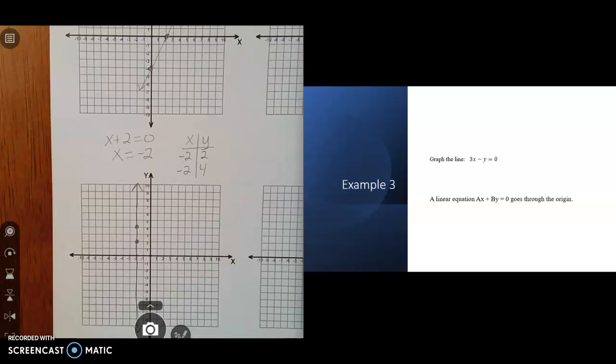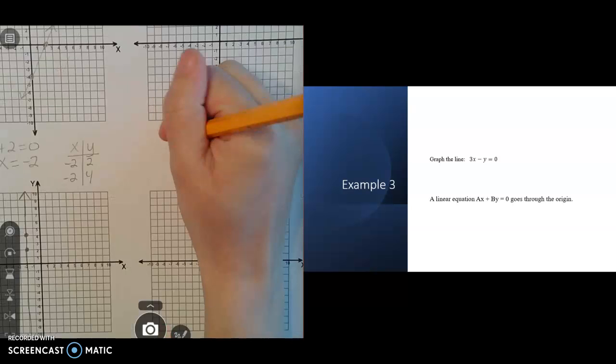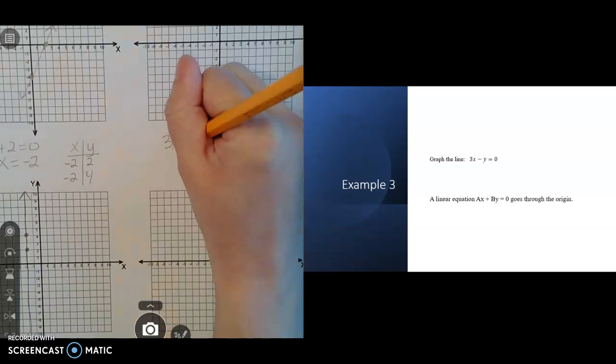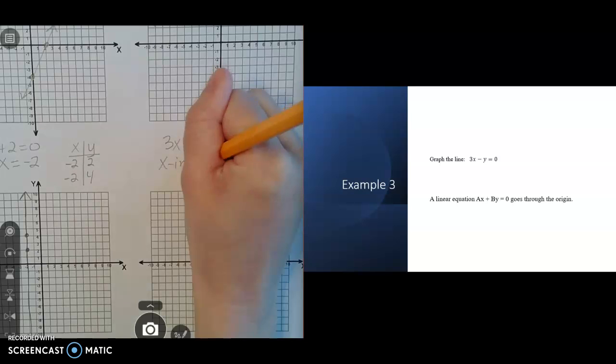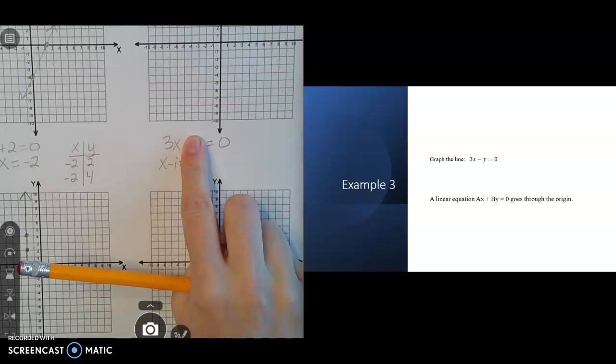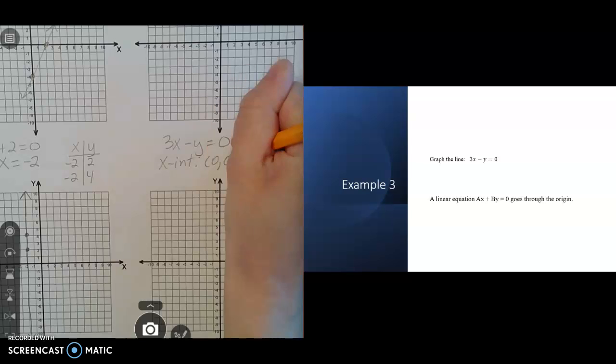Alright, next one we have is 3x minus y equals 0. And this one is in standard form, so you're going to think, oh, intercepts are going to be a really great starting point here. So when you look at, let's say, the x-intercept happens when y is 0. So I'd have 3x equals 0. If you divide both sides by 3, x would be 0. And so you have the point 0, 0 as your x-intercept, and it's also going to be your y-intercept.